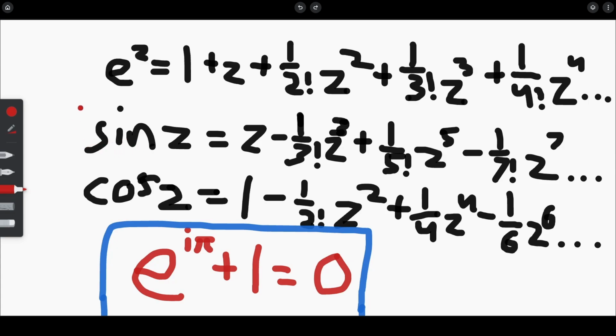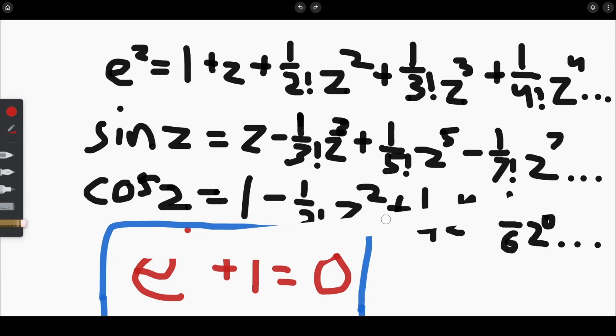So the three we gotta remember for this are the infinite series expansion of e to the x, or in this case z, which is 1 plus z plus 1 over 2 factorial z squared, and so on and so forth. Sine is as follows: z minus 1 over 3 factorial times z to the third plus 1 over 5 factorial z to the fifth, and so on. And cosine of z you can see right here.